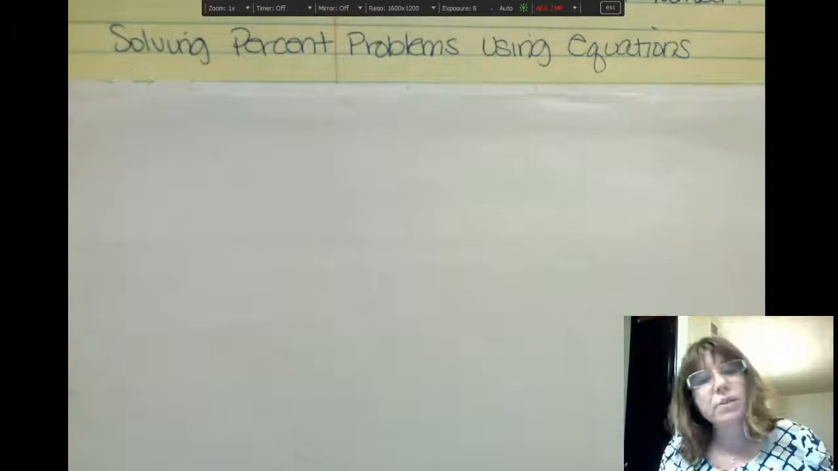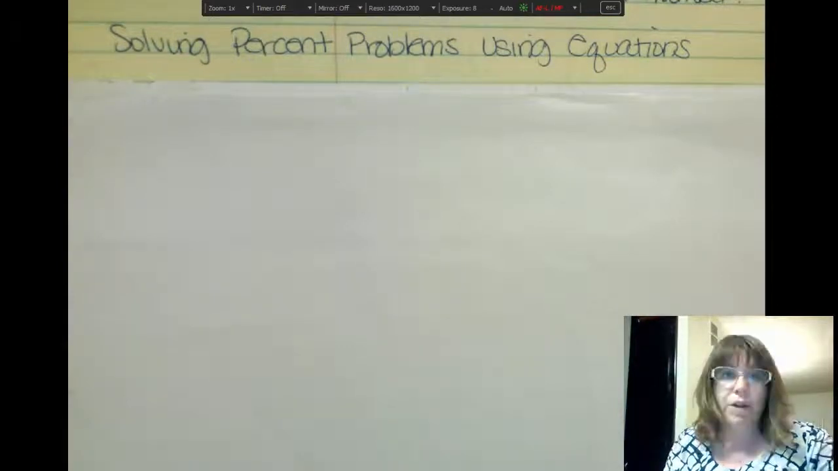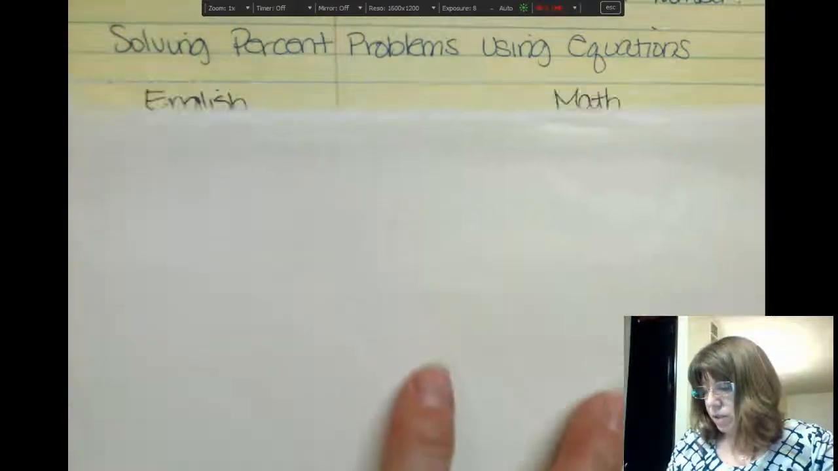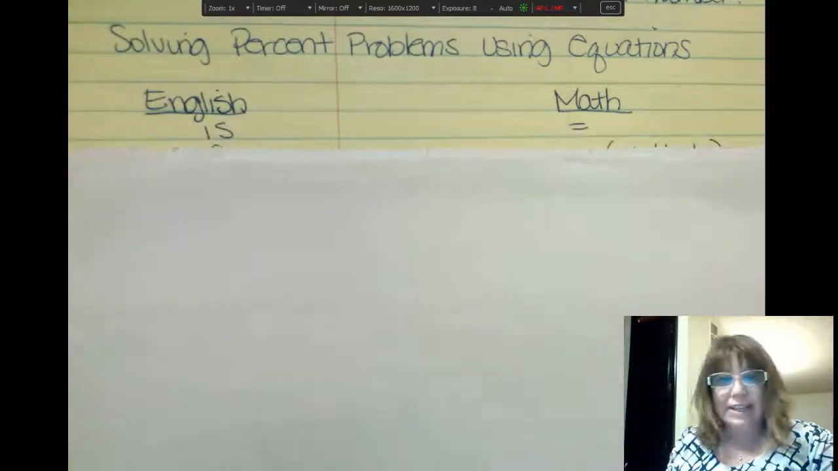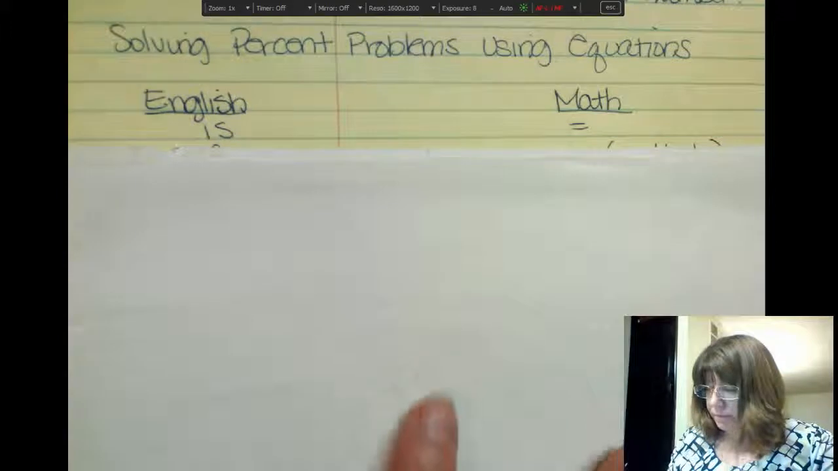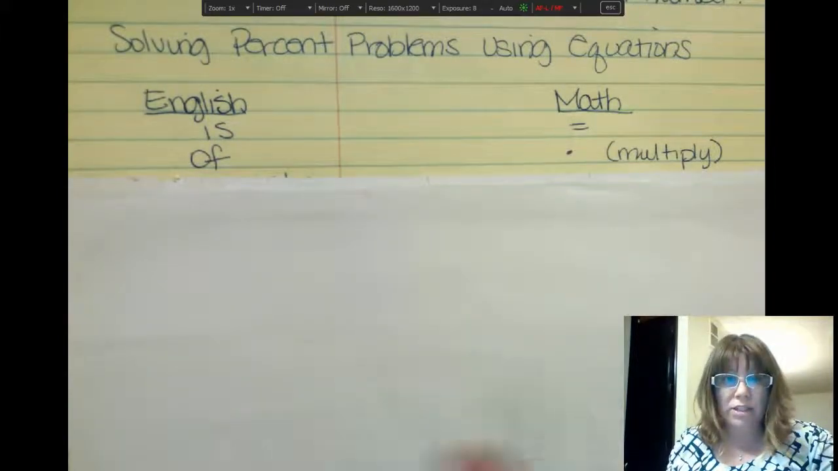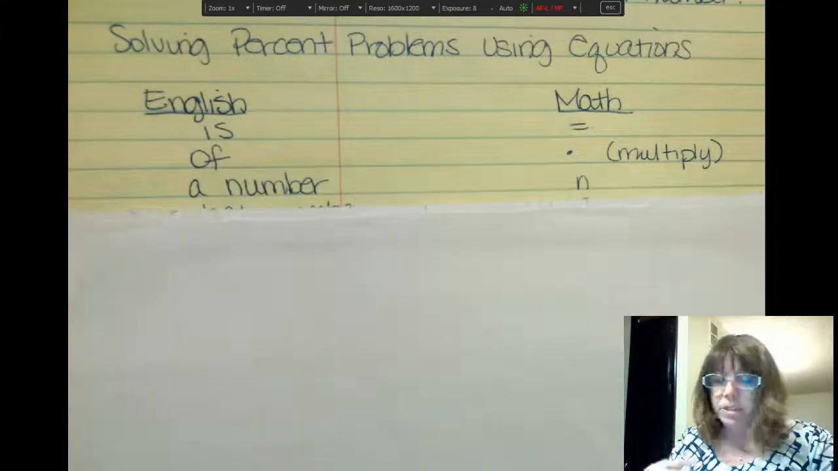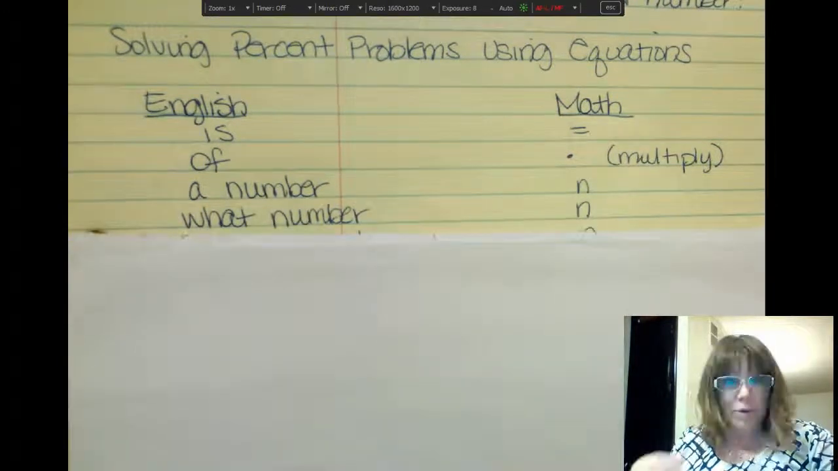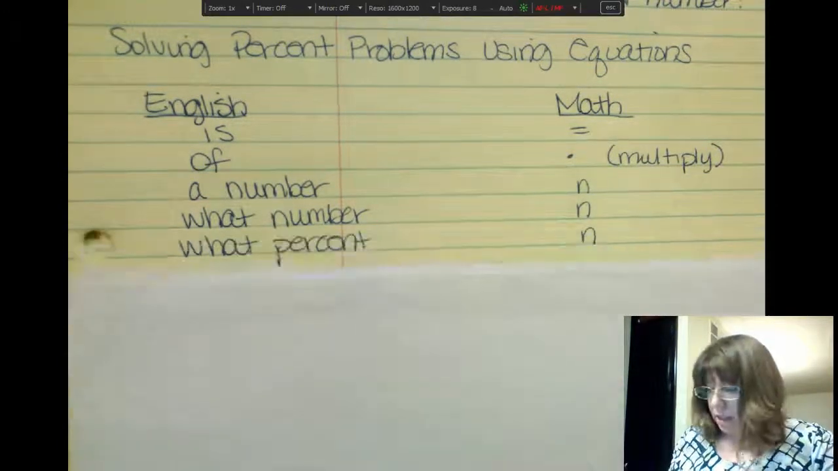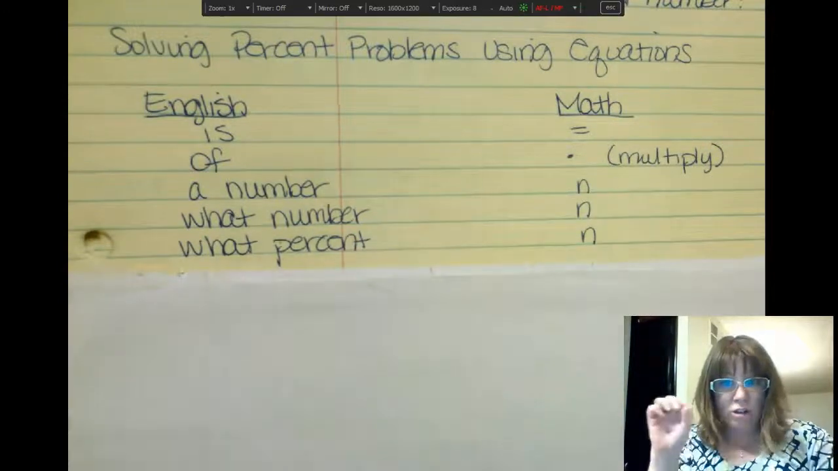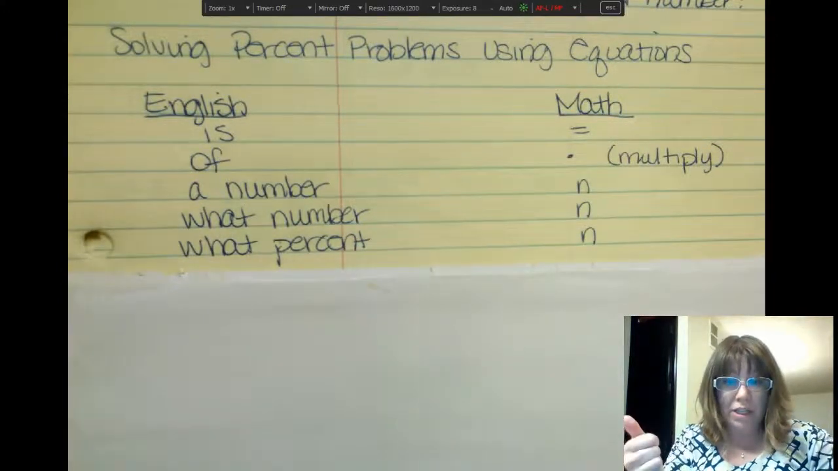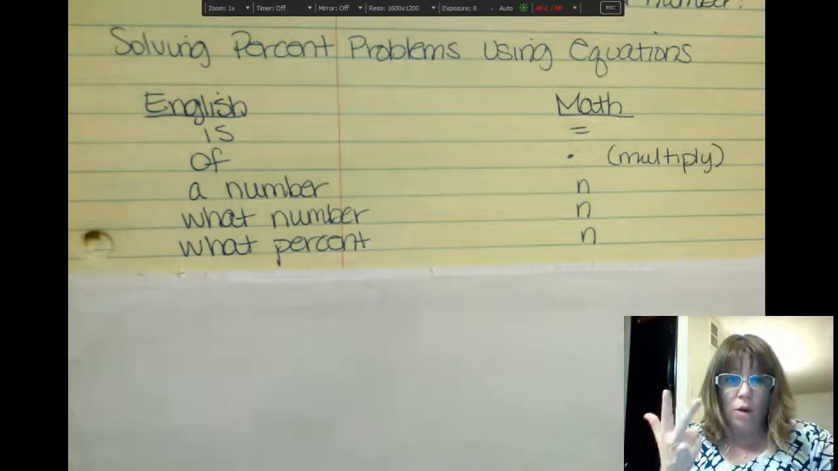When we're solving percent problems, we do want to figure out the language that's being used. So in English, is stands for the equal sign. Of is our multiplication. And number is, we're just going to call it n for now. What number is also n, as well as what percent. Those are usually our unknowns. So a number will be an unknown, and what number is an unknown, as well as what percent.